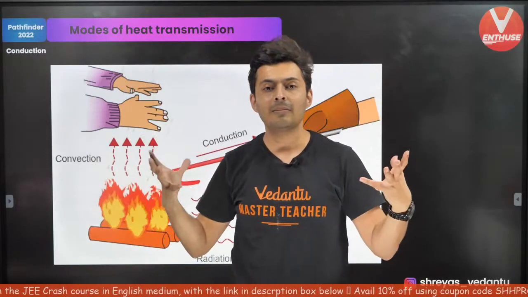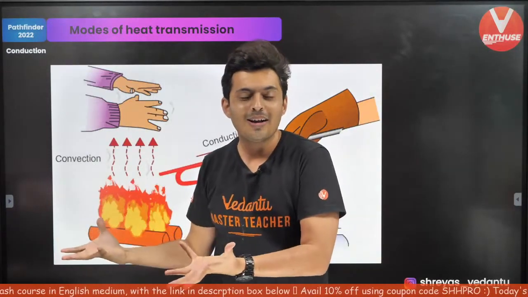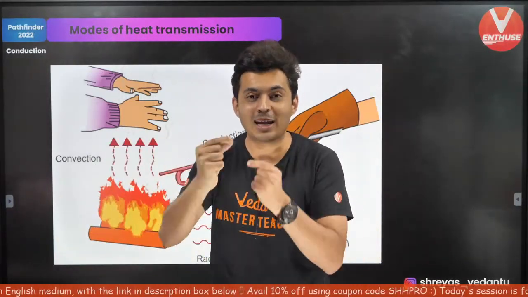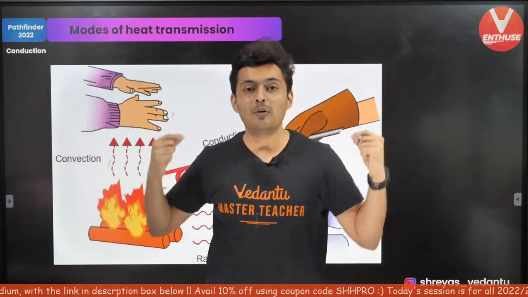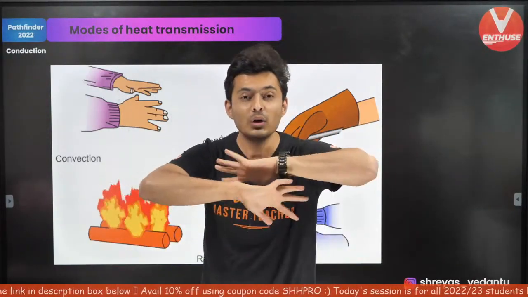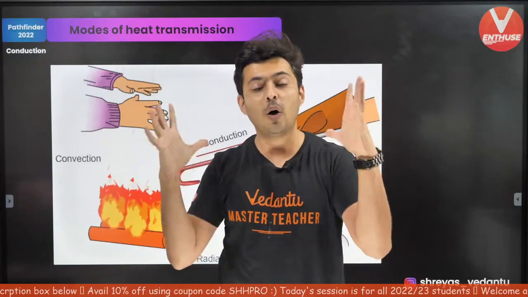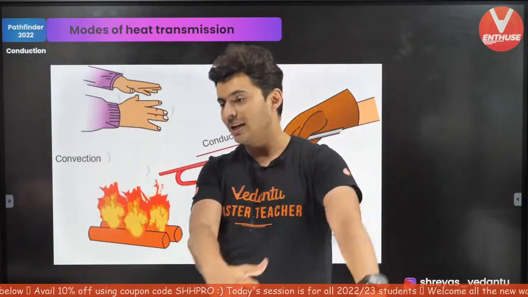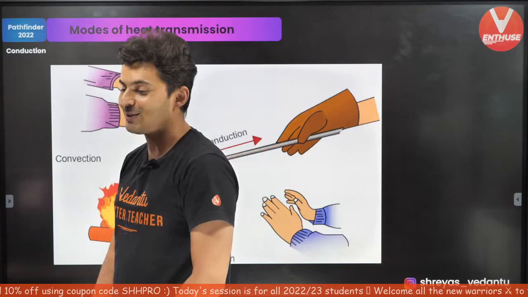So when there is no medium, how does the energy flow? The energy will not flow via the particles or the medium. They take the help of waves, and electromagnetic waves do not need a medium for their travel, for their propagation. No, light does not need a medium.